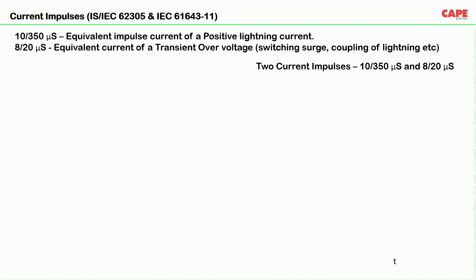10 by 350 microsecond is basically the equivalent impulse current of a positive lightning current. That means if we have to define a lightning impulse, it will be defined in terms of 10 by 350 microsecond, the positive lightning current.